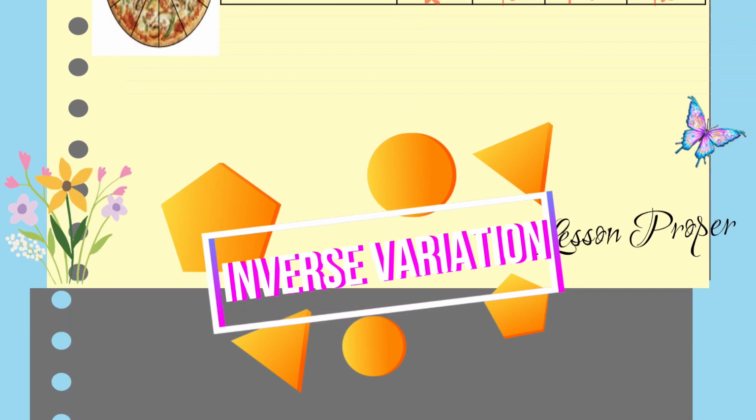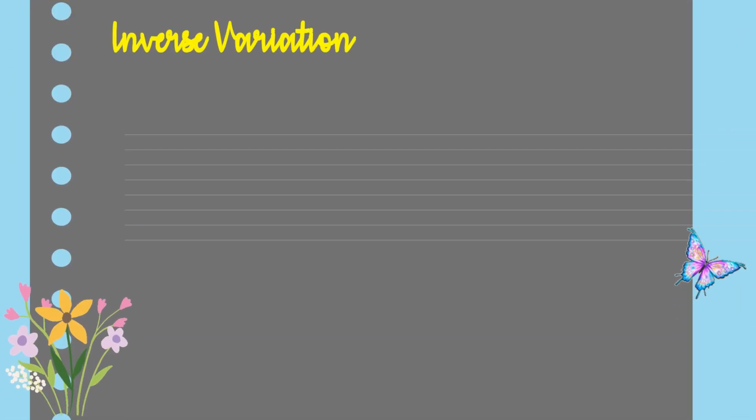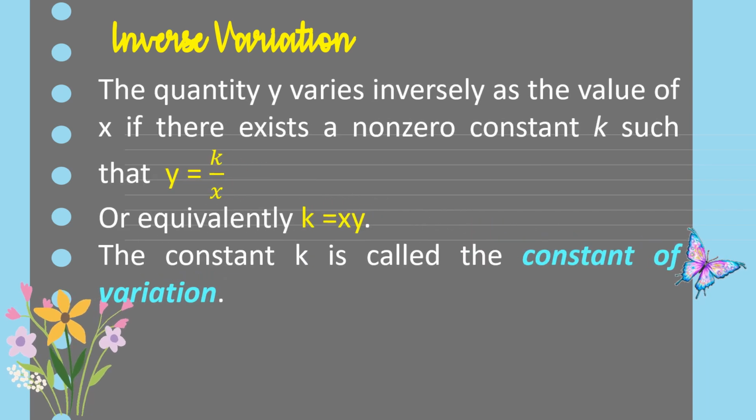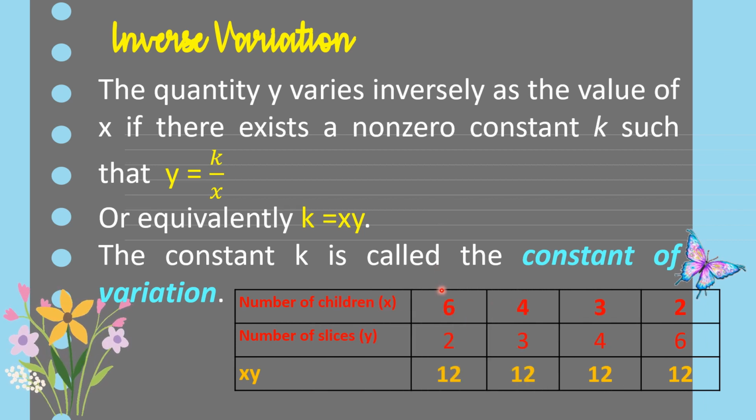So what is an inverse variation? The quantity y varies inversely as the value of x if there exists a non-zero constant k such that y is equal to k over x, or equivalently k is equal to xy. By the multiplication property of equality, we get k is equal to xy. The constant k is called the constant of variation. So for the example, the constant k is 12. This is the constant of variation, which is 12.